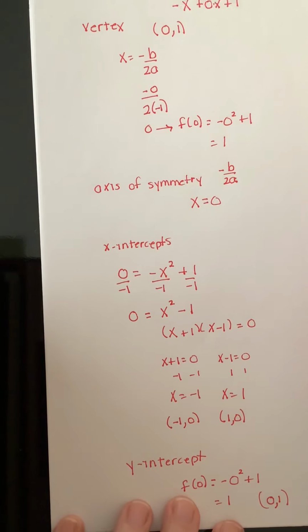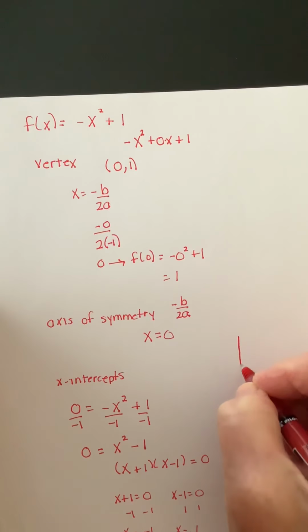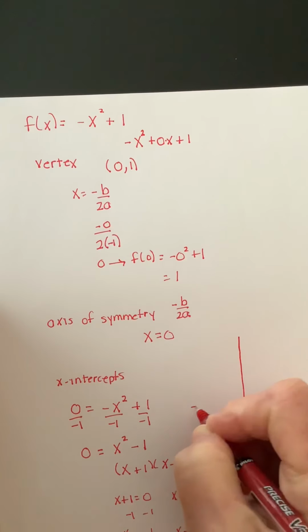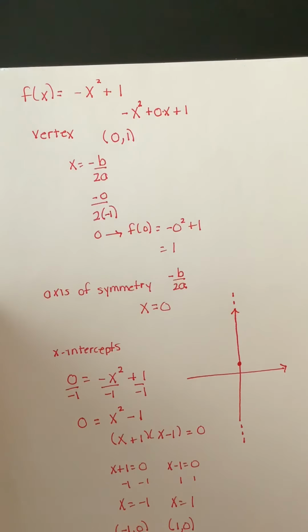Okay, so we're going to put all this information on a graph. Our vertex was the point 0, 1. We're not going left or right any, we're going to go up 1. Okay, our axis of symmetry is x is equal to 0. So this is just our axis of symmetry. We just kind of draw dotted lines.